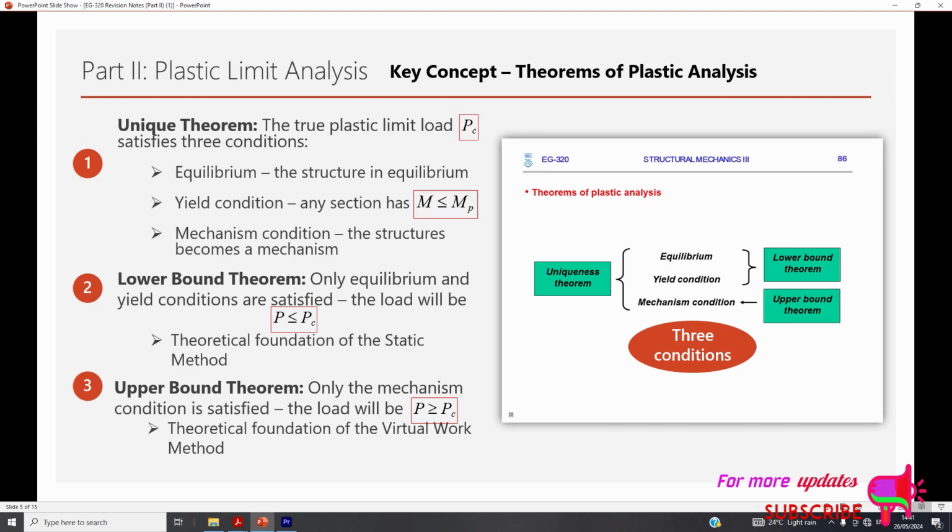Number 2, lower bound theorem. Only equilibrium and yield conditions are satisfied. The load P should be less than or equal to PC. That is the theoretical foundation of the static method.